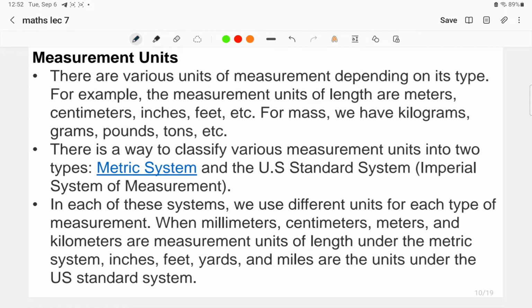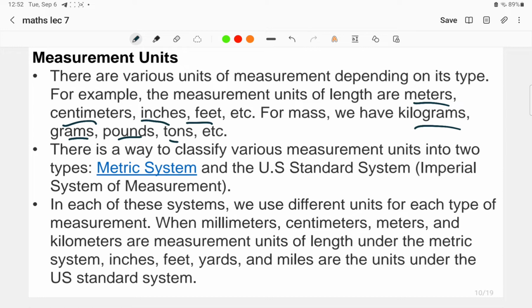Moving on to the measurement units, we know that we use different kinds of measurement units, right? The measurement units for length are meter, centimeter, inches, feet. For mass, there are different measurement units like kilograms, grams, pounds, tons. This will be discussed in detail, and conversion also will be discussed here. Before moving to conversion, let us discuss the different types of measurement units.